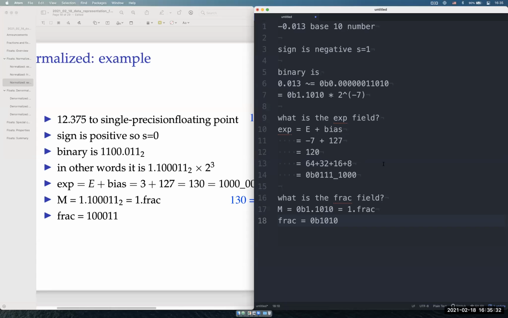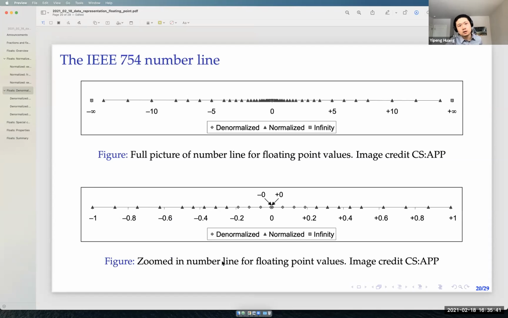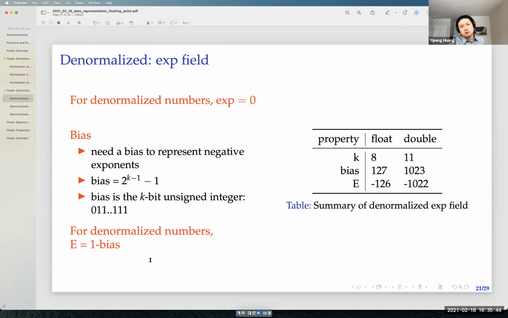What are the ranges for normalized and denormalized again? So for single precision and double precision floating point numbers, you'd have to have a really big exponent, -126, a really large magnitude negative exponent for it to become a denormalized number. So for the example that we were working on there, it's still well within the range of normalized numbers.